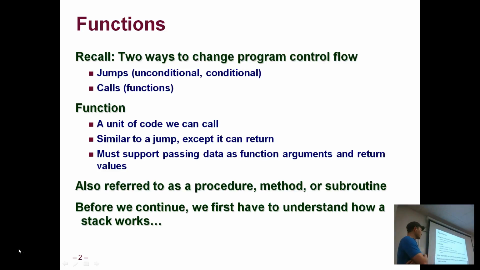If you recall, before we went into conditional jumps and jumps, there were two ways to change program control flow. The first was the jumps, and the second was the function call. A function is a unit of code we can call, and it's similar to a jump, except it can return. When that function returns, it returns back to the place where it got called from. Functions support passing data as function arguments and passing values back as return values. It's also referred to as a procedure, a method in C++, or a subroutine.